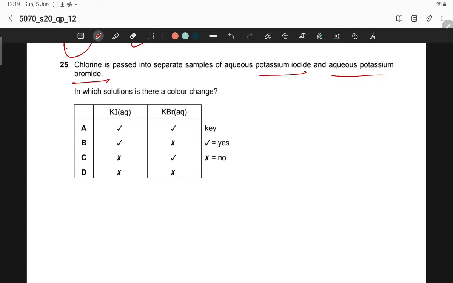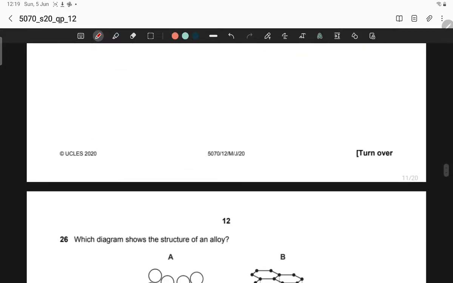Chlorine is more reactive than iodine and bromine. In which solution is there a color change? In both solutions the color will change because chlorine can displace iodine from potassium iodide and bromine from potassium bromide. So A must be correct. Yes, A must be correct.